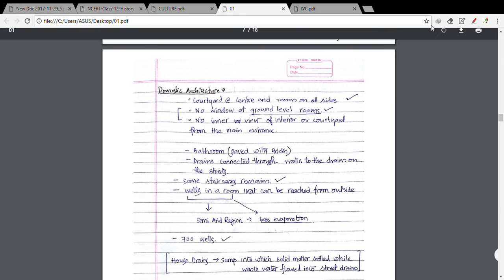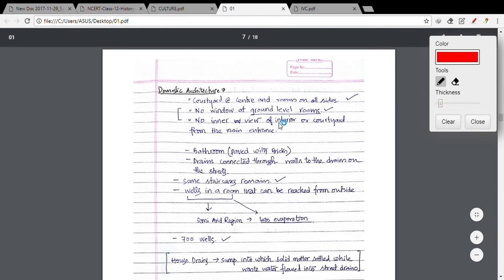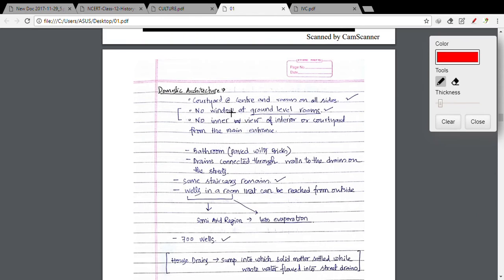Now if we talk about the architecture of a single house, that is called the domestic architecture, there was a courtyard at the center of the rooms from which can be seen from all sides, no window at the ground level rooms, and no inner view of the interior of the courtyard from the main entrance of the house. This is ensuring the privacy.